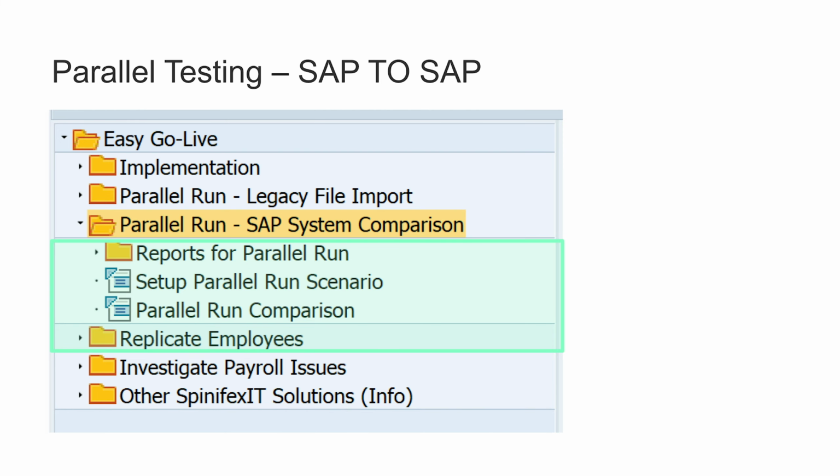investigations. As you have heard, parallel test comparisons can of course be performed for SAP to SAP implementations, as shown here in the Easy Go Live menu. Similar to the non-SAP comparisons, differences will be highlighted and end-user comments can be entered and saved for future reference.